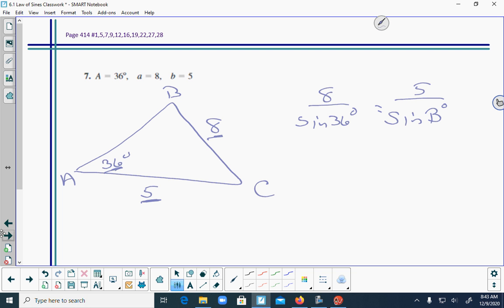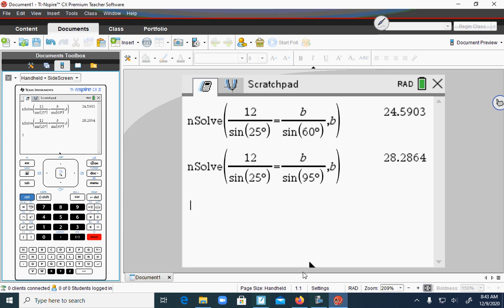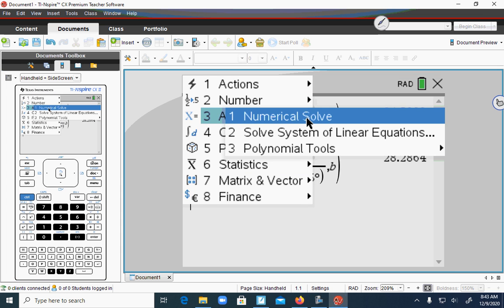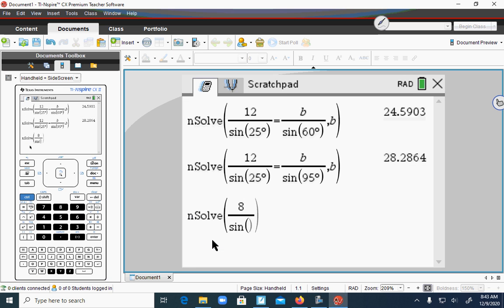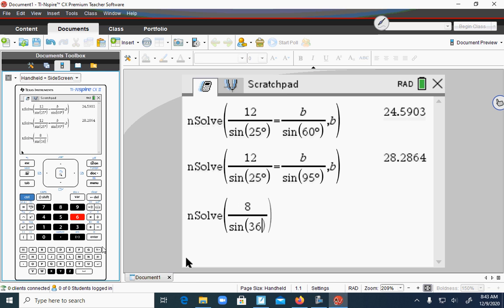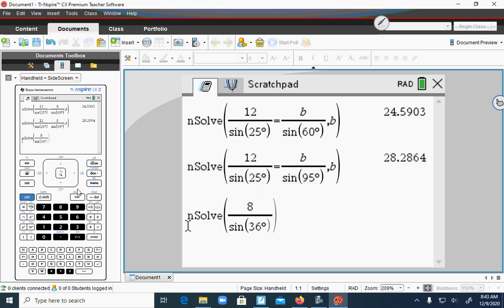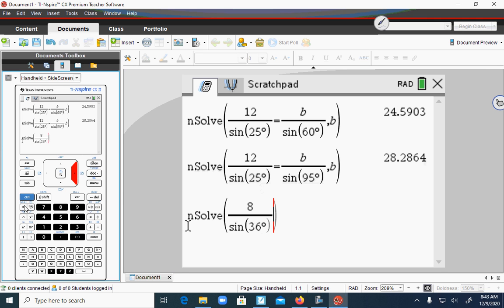So I'm going back to the calculator because this is the first time we've looked for an angle. I'm going to type in what I have. I am going to do menu, algebra, numerical solve, making a fraction. I'm doing the side, which was 8, over my angle, which was the sine of 36 degrees, making sure that I remember to put the degree symbol in. Getting out of that fraction, I'm going to hit equals, create another fraction. And this side has a length of 5, so I'm going to put a 5 in here.